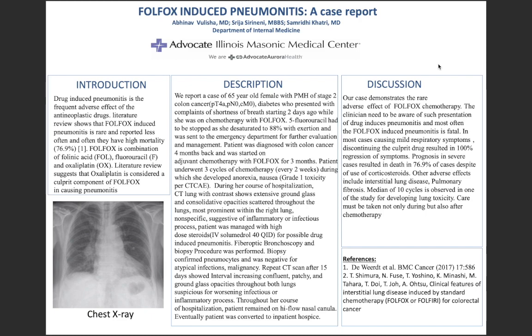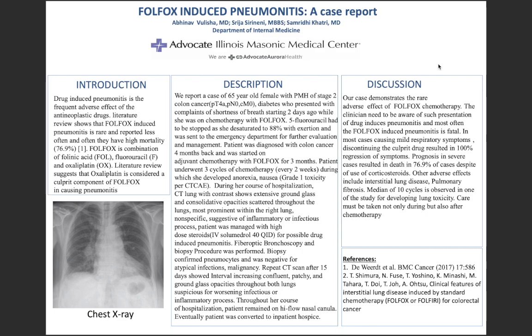As a discussion, we would like to mention it is a rare side effect, and when it is present, it is often fatal. There are sometimes mild symptoms. Most of the time, the treatment is through steroids. There are also case reports where steroid resistant pneumonitis was seen in a few cases, and other adverse effects also include interstitial lung disease and pulmonary fibrosis. Most of the patients were seen to have a median of 10 cycles given before they developed the lung toxicity.